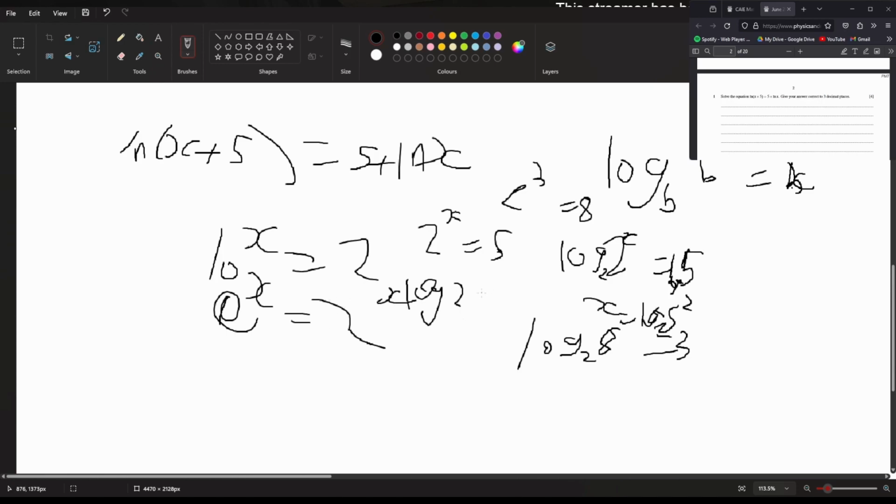We're gonna rewrite that. x log 2 equals log 5. x equals log 5 over log 2.